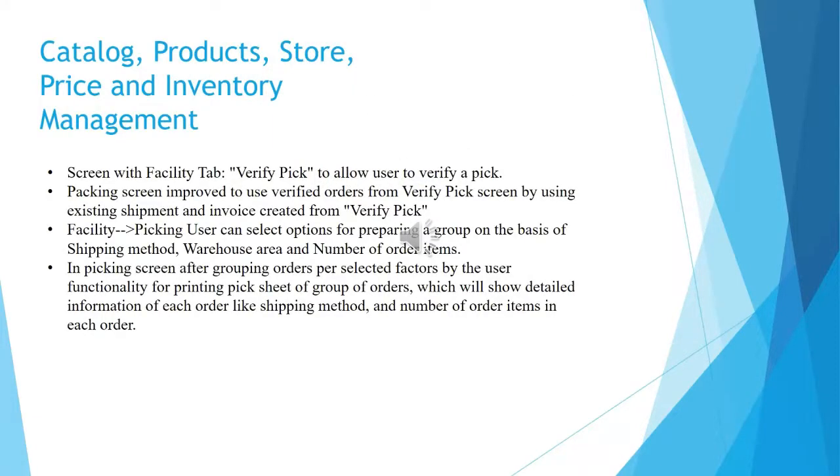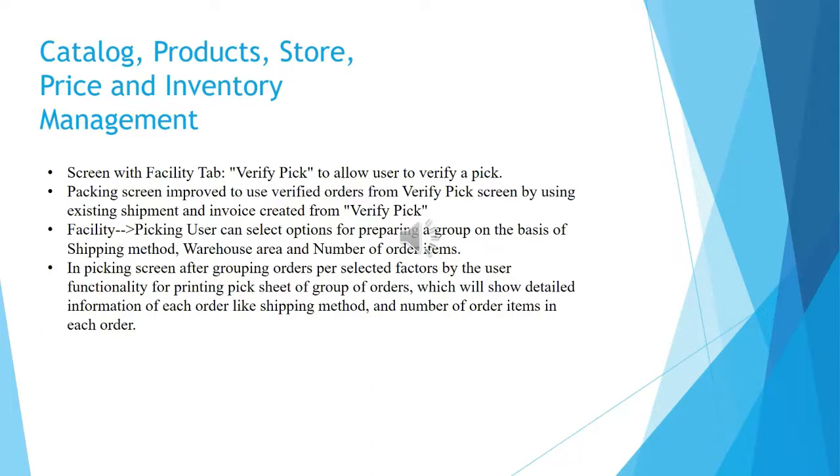Catalog, products, store, price, and inventory management. Facility screen with a tab for verify pick to allow the user to verify a pick. Packing screen improved to verify orders from the verify pick screen by using the existing shipment and invoice created from verify pick. Facility picking users can select an option for preparing a group on the basis of shipment method, per warehouse area, and number of ordered items.